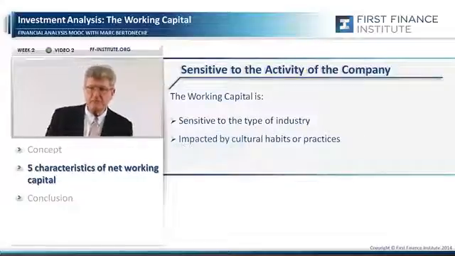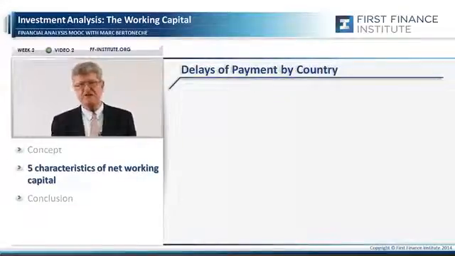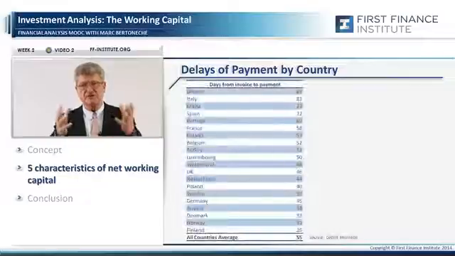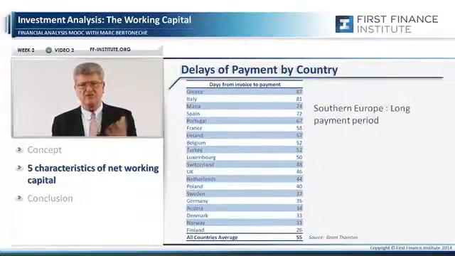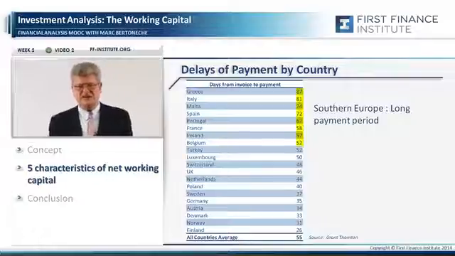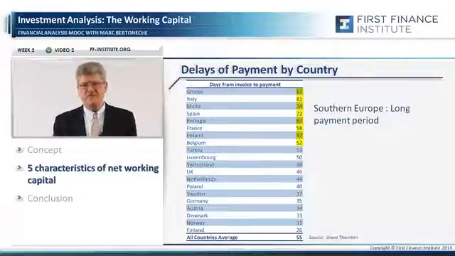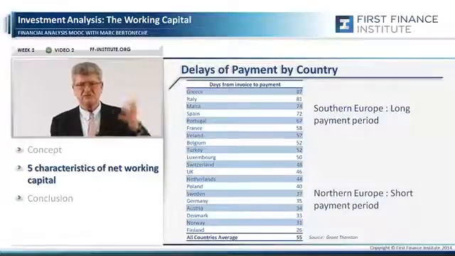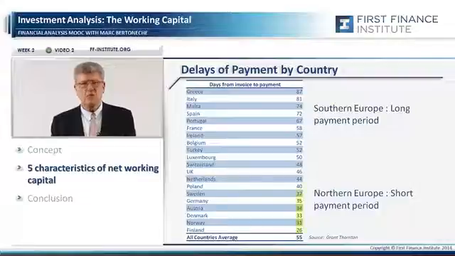In the tradition of payments by customers, there is a huge difference in delays of payment within the same continent. Look at Europe, the same continent. If you look at Southern Europe, Greece, Italy, Spain, Portugal, even France, we have something around 70 to 80 days of delay of payments by the customer. While in Northern Europe, Scandinavia, look at Finland, Denmark, Sweden, and Germany, we are more in the area of 30 days.